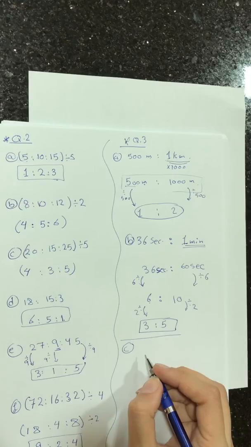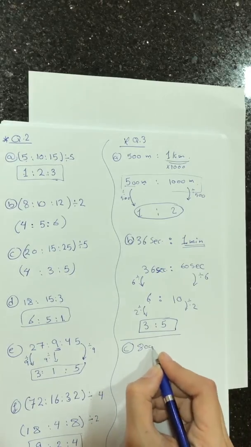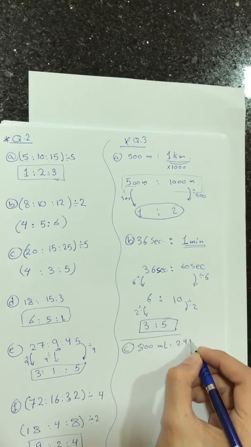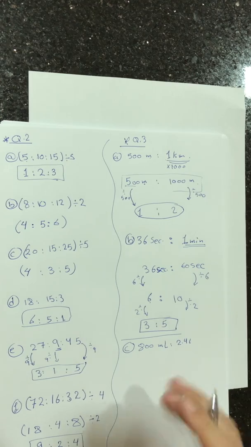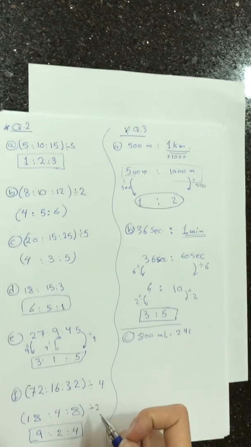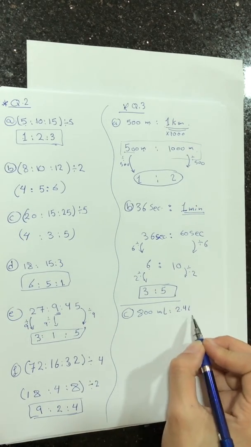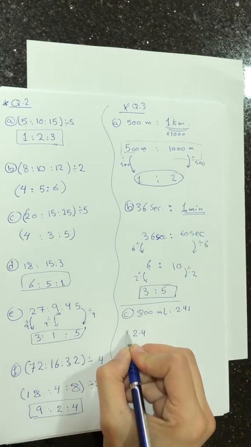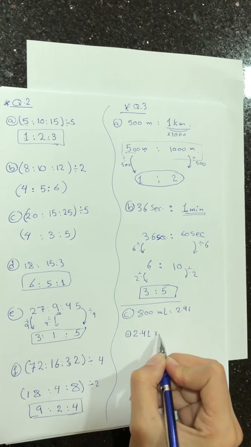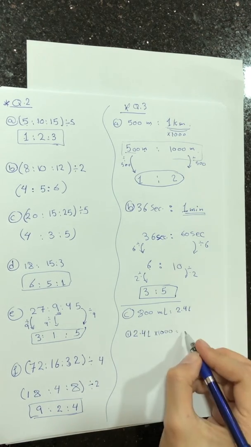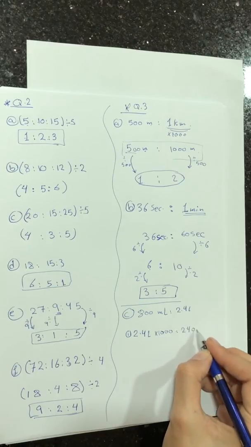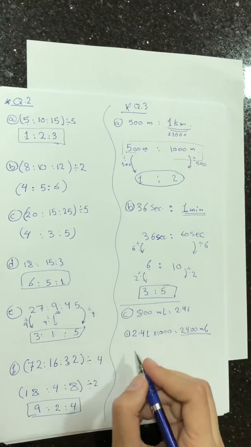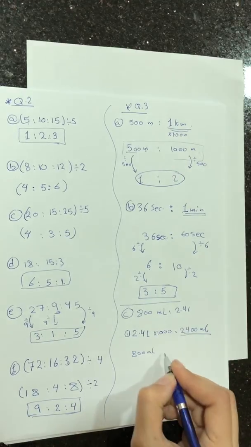Let's take a look at C. I have 800 milliliters to 2.4 liters. Let's try to convert the bigger unit, which is liters. I have 2.4 liters. If I turn it to milliliters, this is the first step: 2.4 liters times 1,000. I'll have 2,400 milliliters. This new number will be used in my ratio.